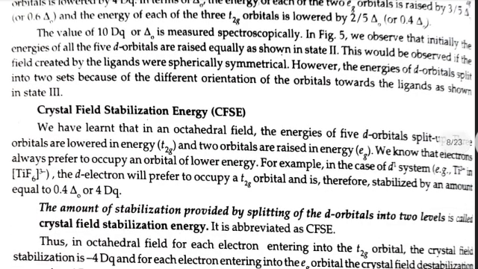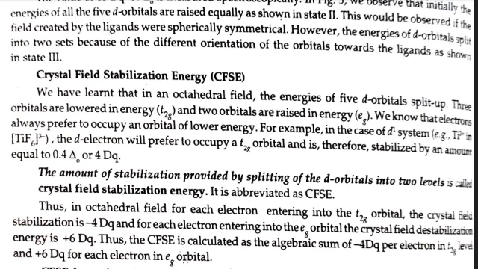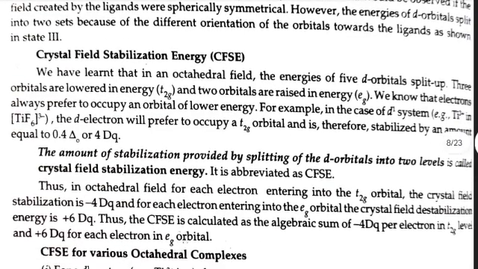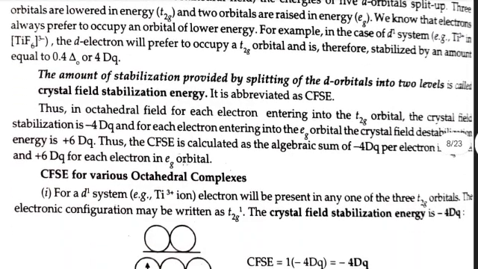Crystal field stabilization energy. We have learned that in an octahedral field, the energy of the 5d orbitals splits up. Three orbitals are lowered in energy, the t2g, and two orbitals are raised in energy, the eg. We note that electrons will always prefer to occupy an orbital of lower energy. For example, in the case of a d1 system, the d electron will prefer to occupy a t2g orbital and is therefore stabilized by an amount equal to 0.4 delta naught or 4 Dq. The amount of stabilization provided by the splitting of the d orbitals into two levels is called crystal field stabilization energy. It is abbreviated as CFSE.